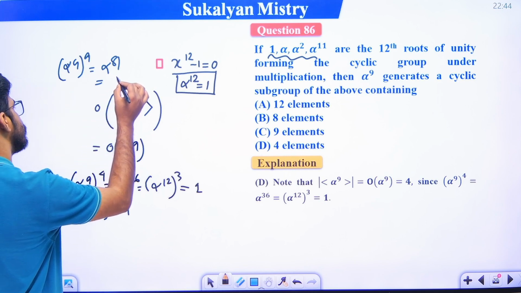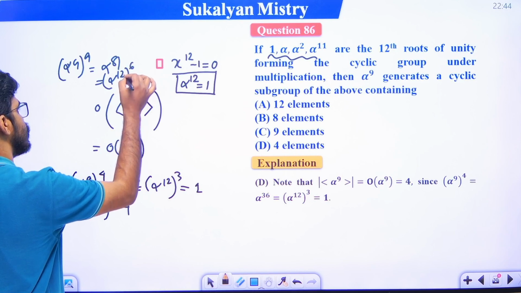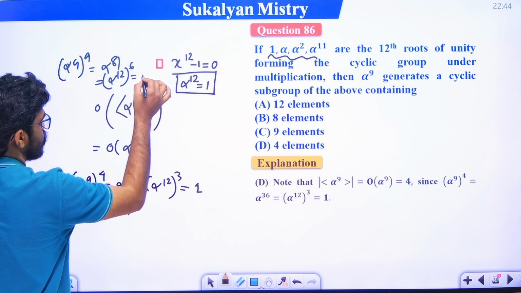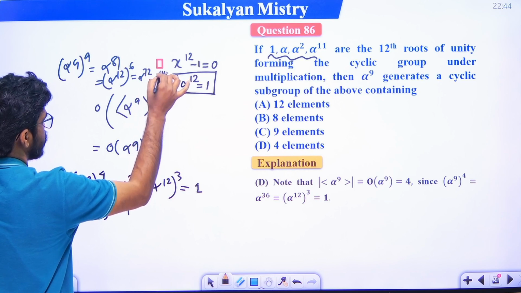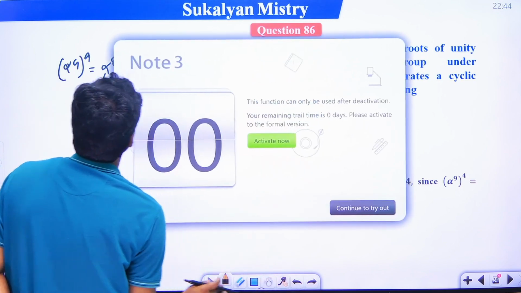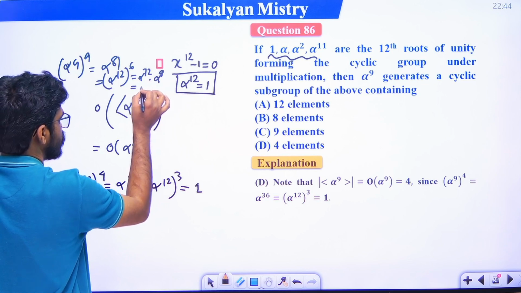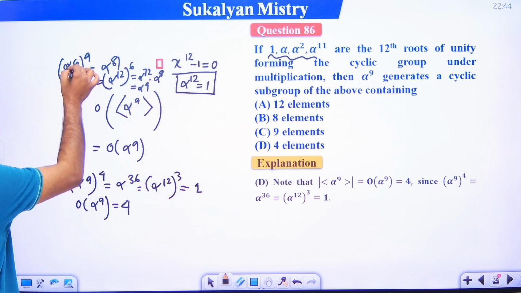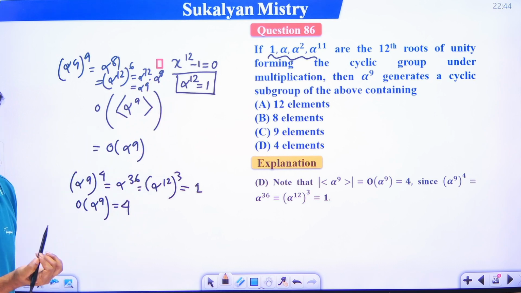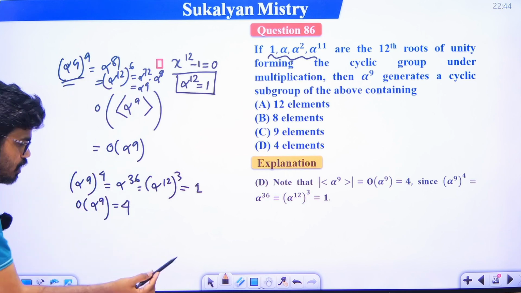Take alpha to the power 12 to the power 6, that is alpha to the power 72, times alpha to the power 9, so alpha to the power 81. Alpha to the power 72 is 1, so we get 1 times alpha to the power 9, which is alpha to the power 9. What is the definition of order? a to the power n must equal the identity element, and 1 is the identity element. So the order of alpha to the power 9 cannot be 9.